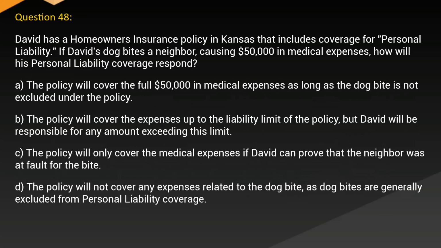Question 48. David has a homeowner's insurance policy in Kansas that includes coverage for personal liability. If David's dog bites a neighbor, causing $50,000 in medical expenses, how will his personal liability coverage respond? A. The policy will cover the full $50,000 in medical expenses as long as the dog bite is not excluded under the policy. B. The policy will cover the expenses up to the liability limit of the policy, but David will be responsible for any amount exceeding this limit.